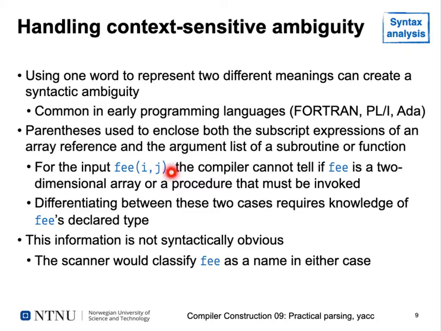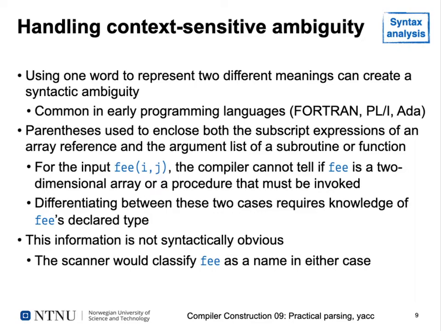So if our Fortran compiler would read an input phi(i, j), the compiler itself cannot tell if phi is actually a 2-dimensional array, which we want to access with row i and column j, or the other way around, or if this is a call to a procedure phi, which is passed the 2 parameters i and j. So differentiating between these 2 cases would require knowledge of the declared type of phi. So is it a function or is it an array?